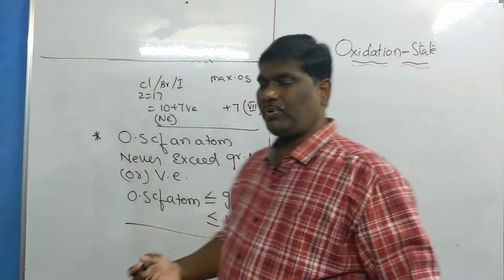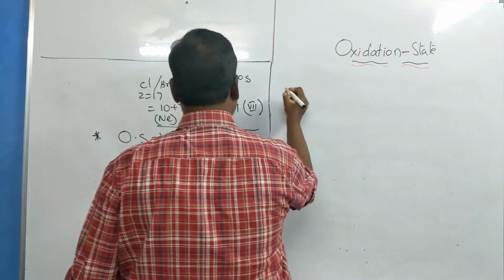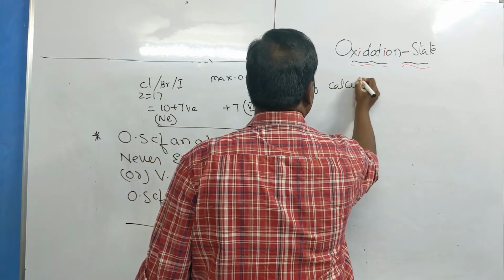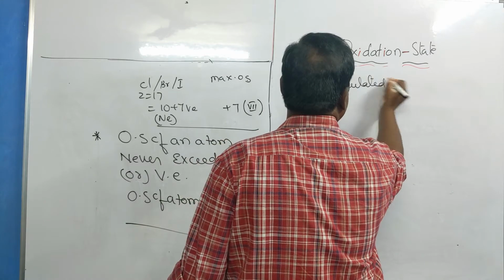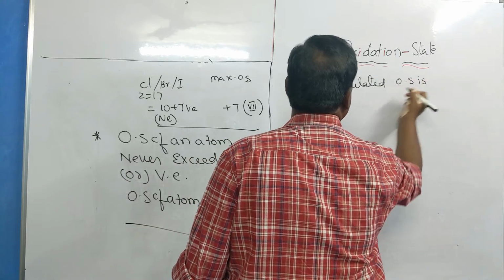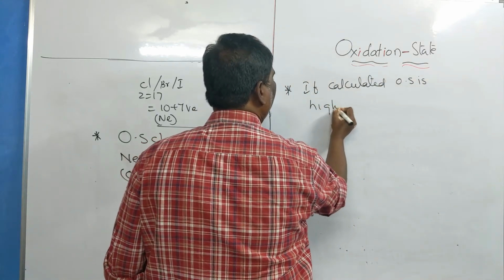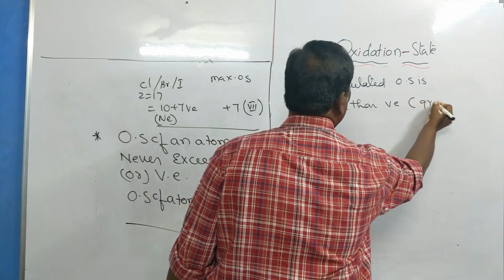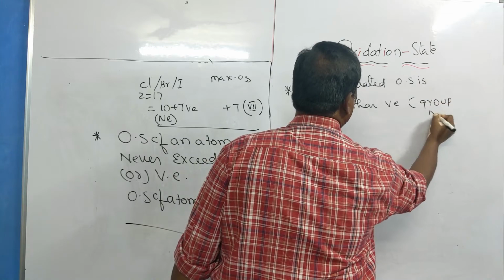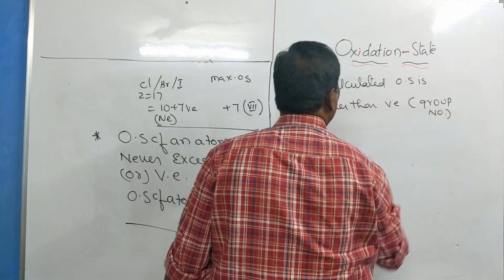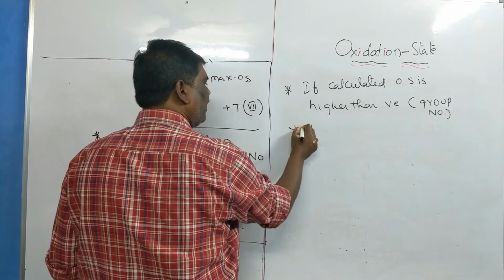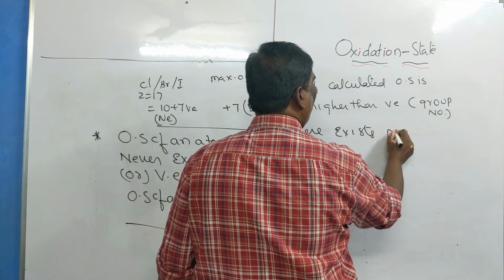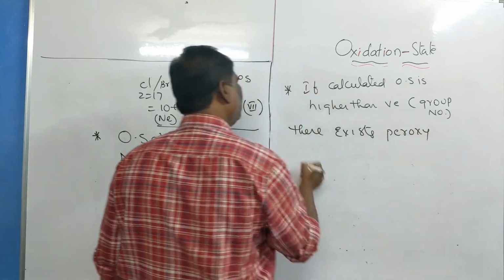So let us take one example. This is the next point. If the calculated oxidation state is higher than the valence electrons or group number, then what do we say? We say there exists a peroxy linkage.